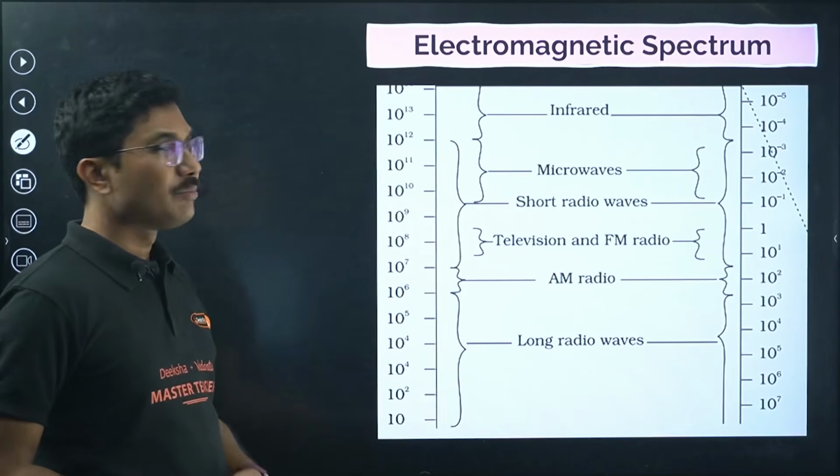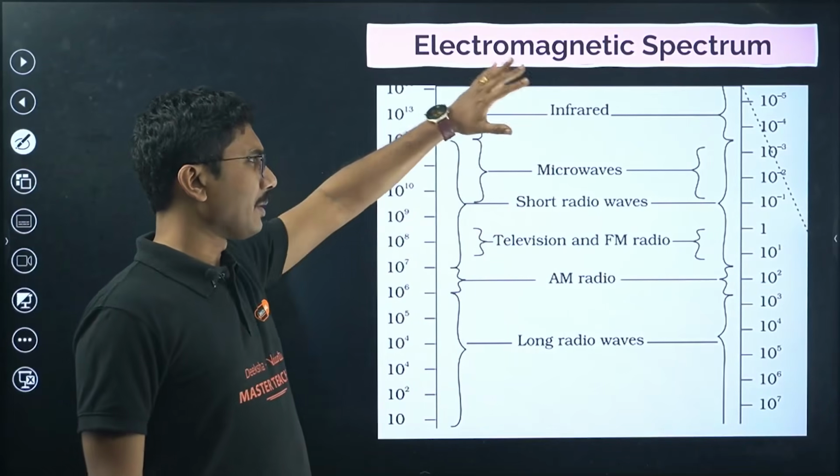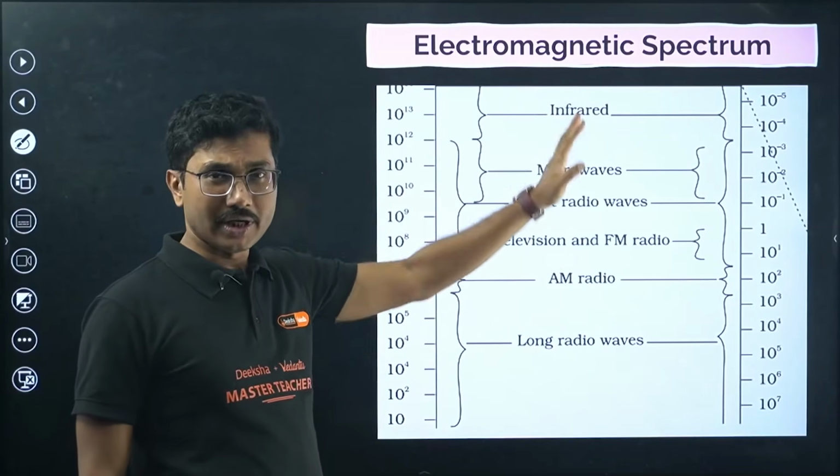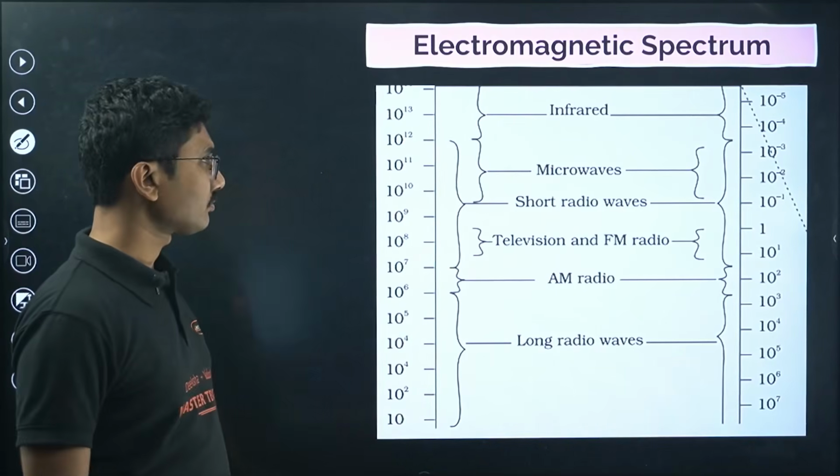Similarly, these rays are below the visible range. They are not that harmful, but infrared ray is responsible for the greenhouse effect. If you want to study more about infrared ray, you can go and check that out.